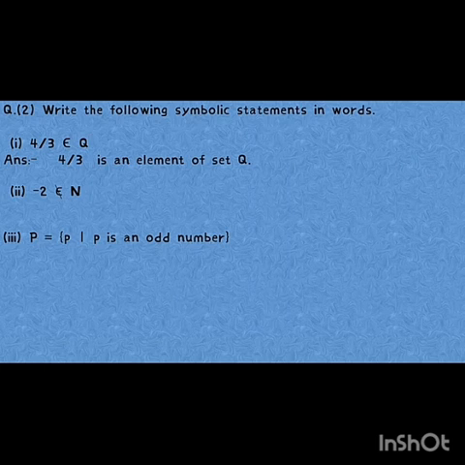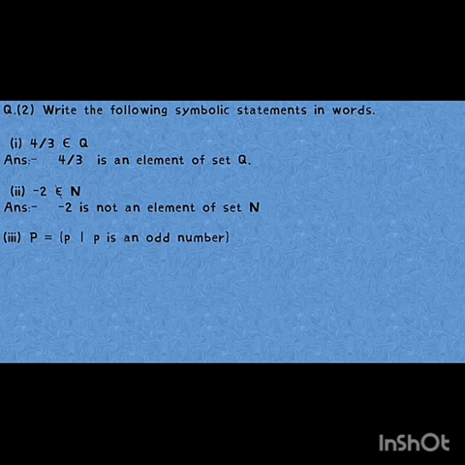Now question 2, -2 does not belong to N. N means natural number. So answer will be, -2 is not an element of set N. Like this we will write.